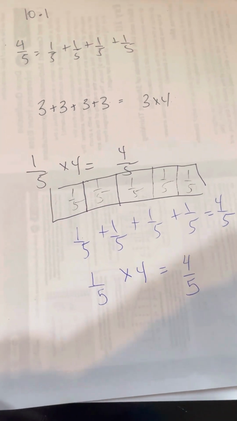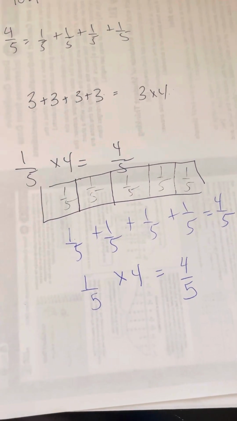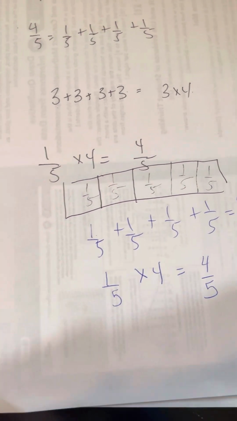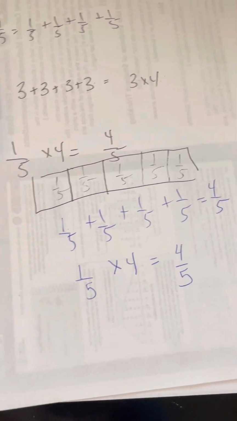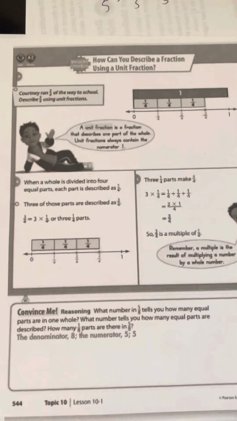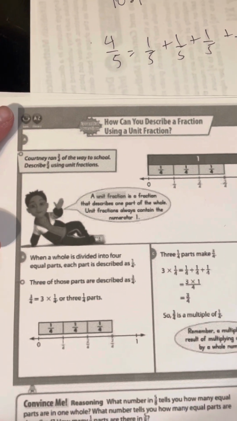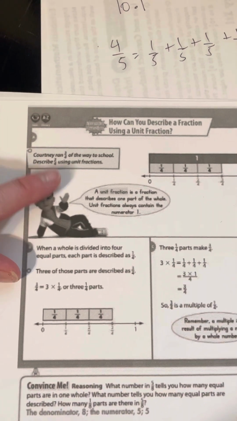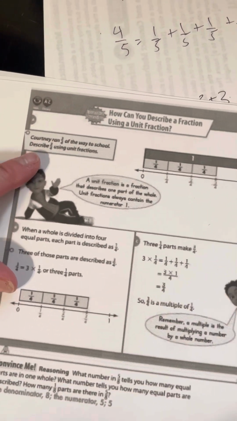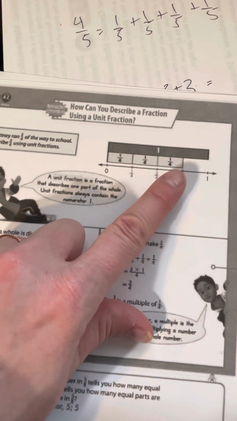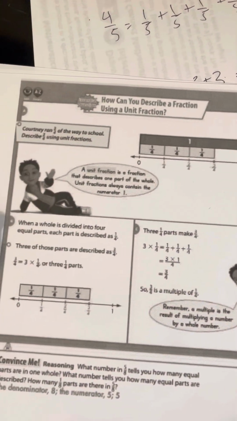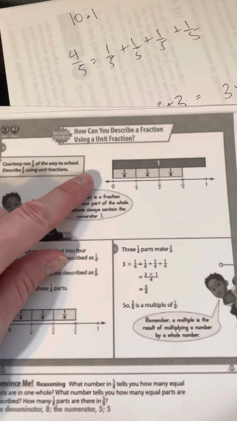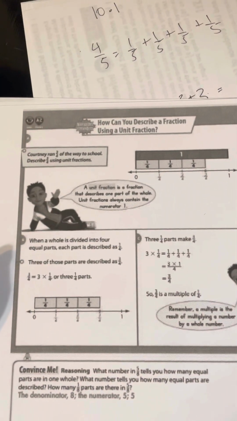Let's turn the page to page 544. Here we go. Courtney ran 3/4 of the way to school. Describe 3/4 using unit fractions. Remember, a unit fraction has a numerator of 1. So 1/4, 1/4, 1/4. That's 3/4. So all you have to do to describe 3/4 using unit fractions is to say 1/4 plus 1/4 plus 1/4 is 3/4.